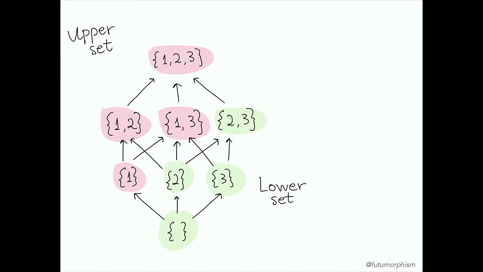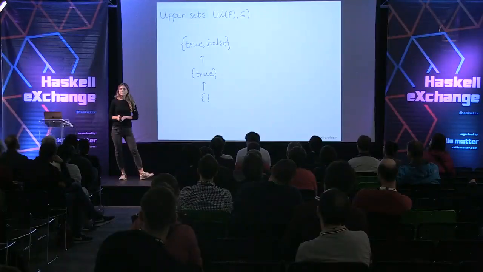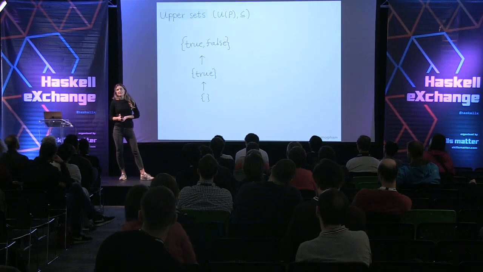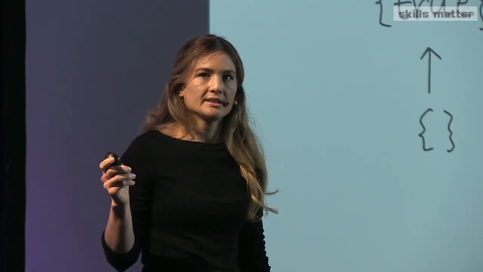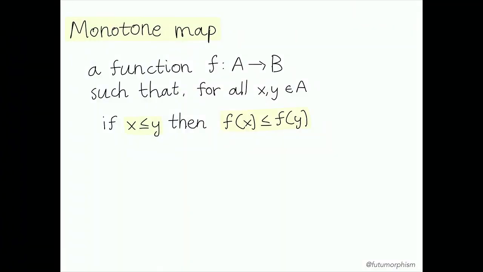And why we mention upper sets is because if we get all the possible upper sets of a preorder, these themselves form a preorder. So this is the example from Booleans. These are all the possible upper sets. And the less than or equal relation here is the subset relation. And one of the important functions between preorders are called monotone maps. And these are functions that preserve the order. So a monotone map is a function such that if x is less than or equal to y, then f of x is less than or equal to f of y.